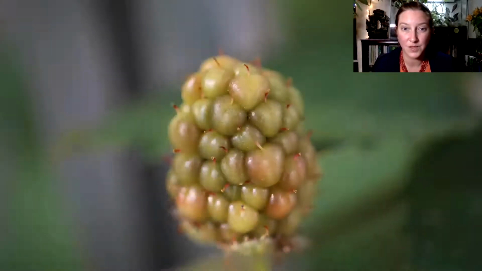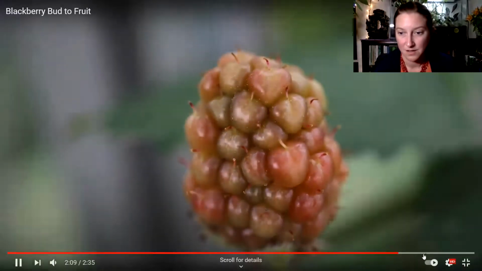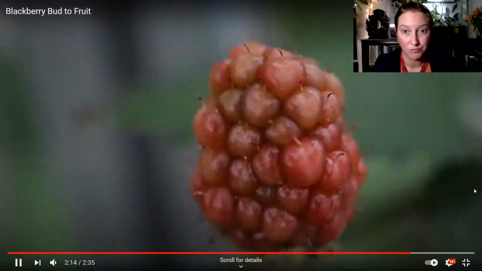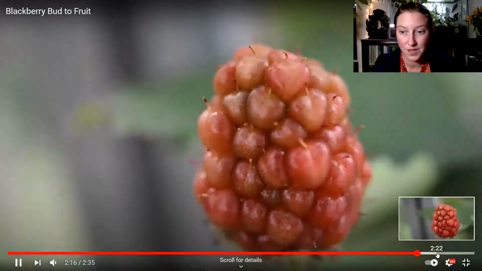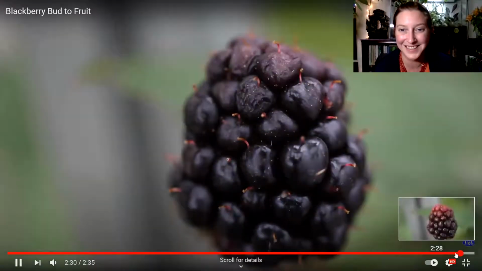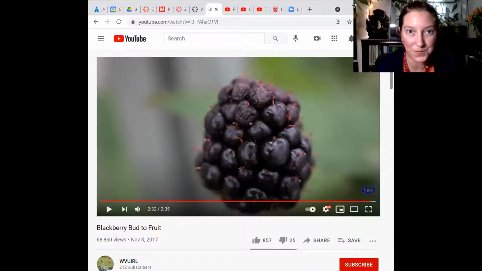Not starting to get a little reddish. Look at that, red. Look at that. Here. Look. Crazy. Blackberry. Pretty cool. Right? I know. Super cool.